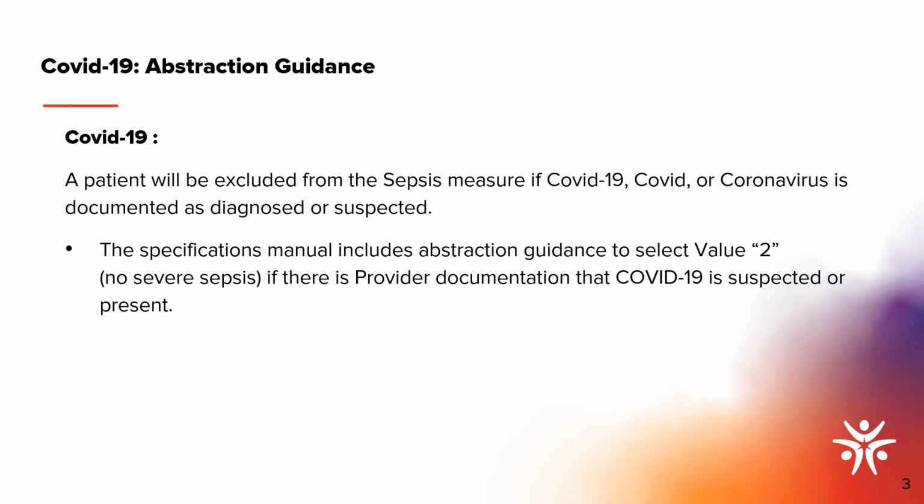The guidance: a patient will be excluded from the sepsis measure if COVID-19, COVID, or coronavirus is documented as diagnosed or suspected. The Specifications Manual includes abstraction guidance to select Value 2, no severe sepsis, if there is provider documentation that COVID-19 is suspected or present.